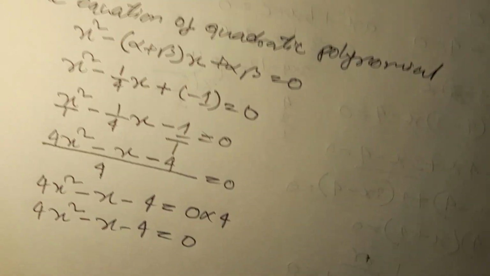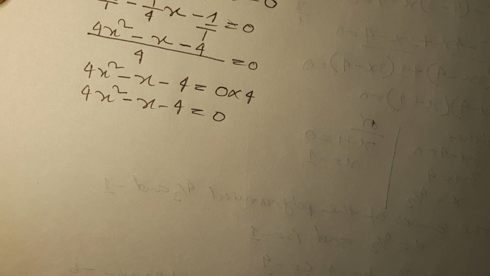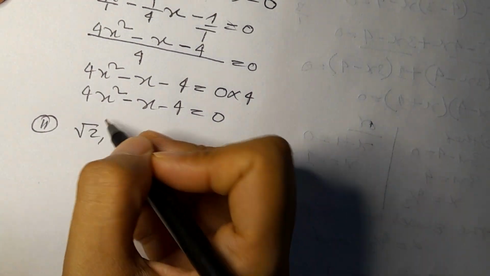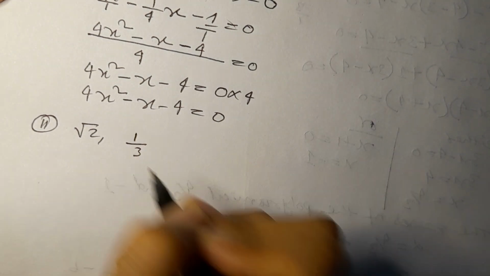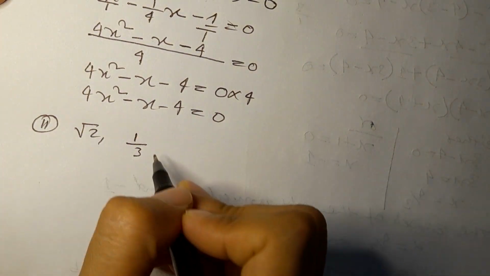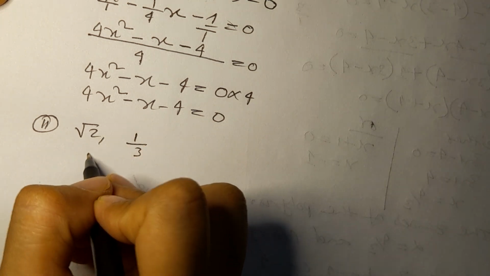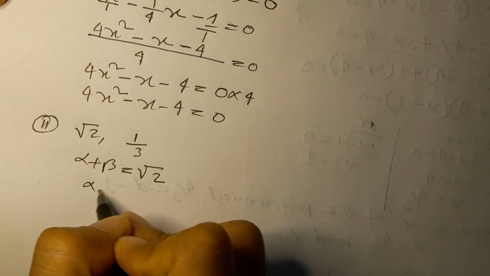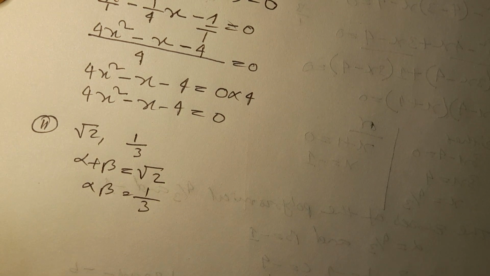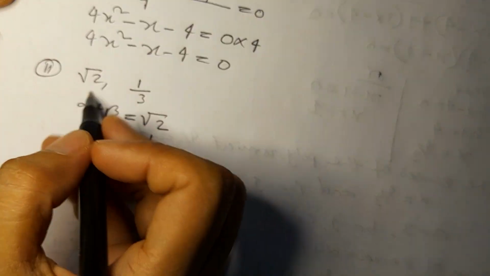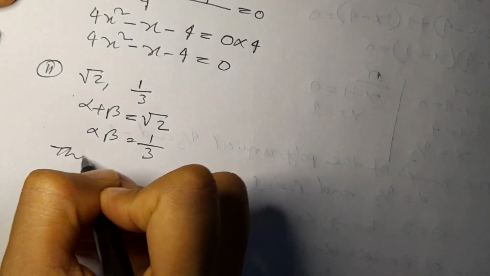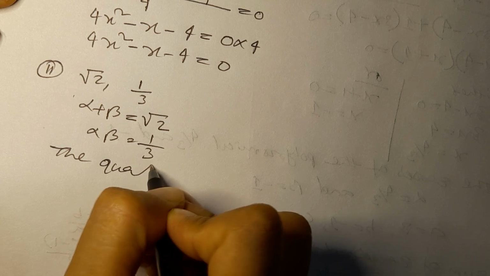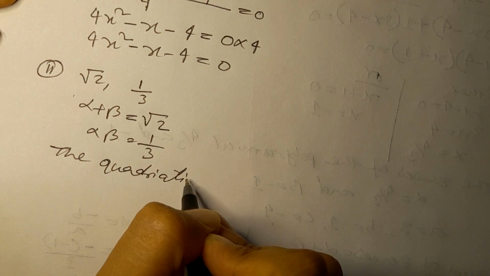Now come to Roman number 2. What is given in Roman number 2? In Roman number 2, it is given that root 2, comma, 1 by 3. This is the sum of zeros and this is the product of zeros. Sum of zeros we represent by alpha plus beta. So that is root 2. And the product alpha beta is given as 1 by 3. Now what is the quadratic equation? The equation, you can also write it directly as the quadratic equation.